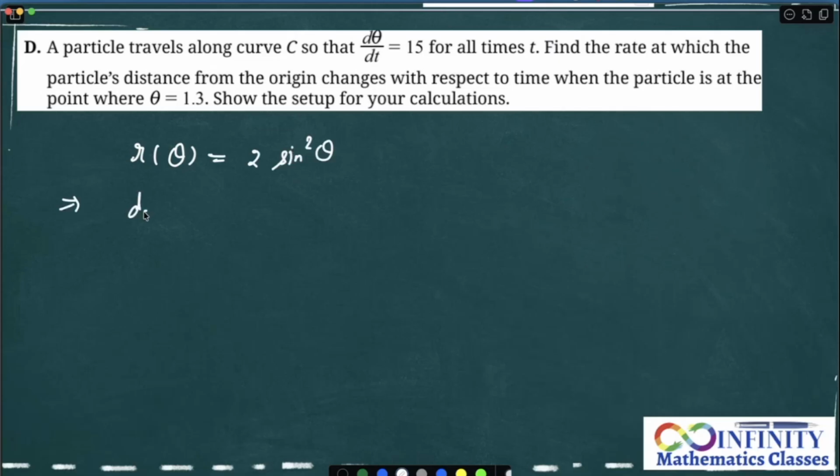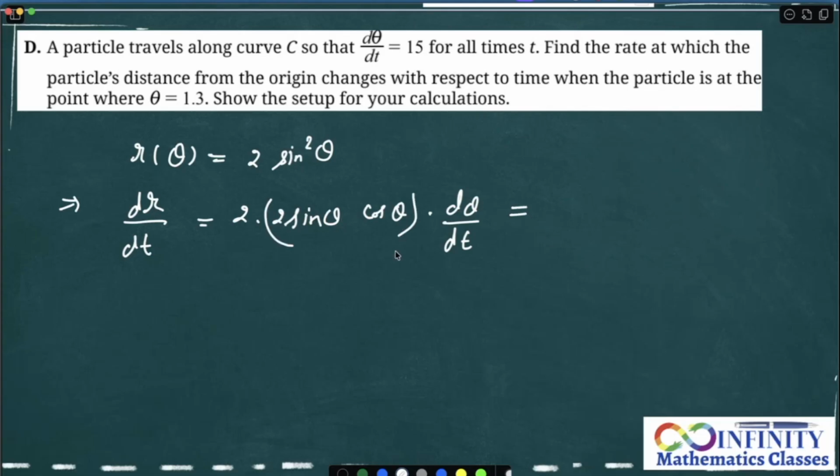So what you need is the rate of change with respect to the time. It is going to be 2 sine theta cos theta multiplied by d theta over dt. Do you agree? Using the chain rule, d theta over dt is already given to you. What is the value? It is 15. And I can rewrite this as sine 2 theta. So this is 15 multiplied by 2, which is 30. I can write 30 sine 2 theta.